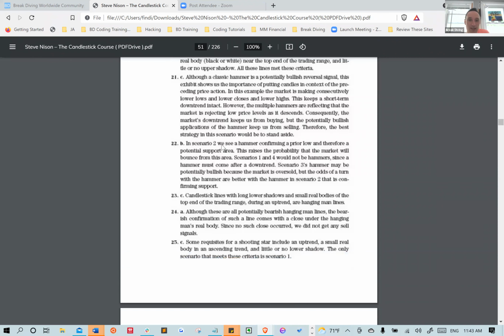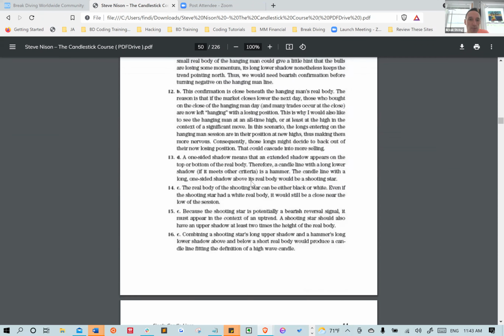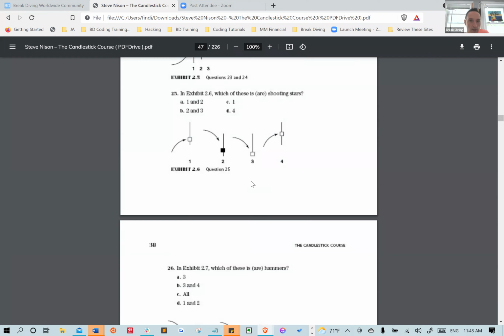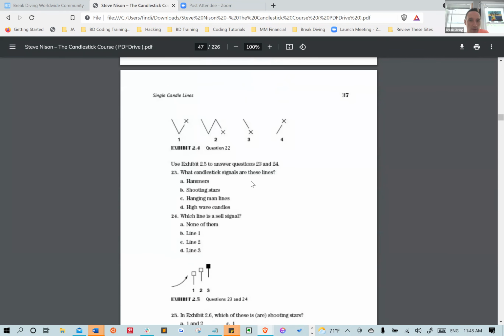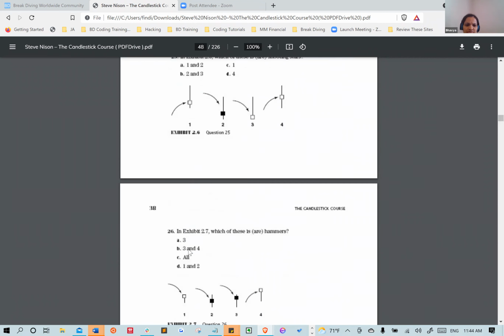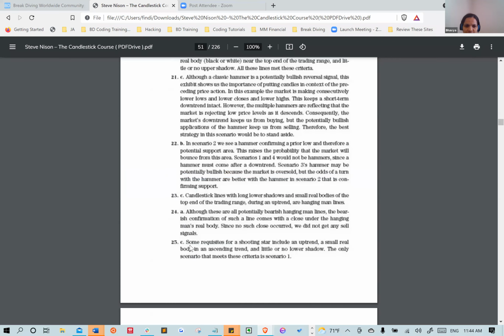In scenario 2, we see a hammer confirming a prior low. Maybe it's all those other questions. From 20 to 23, yeah, 19, 20, and three questions are missing. So next is: in scenario 2, we see a hammer confirming a prior low. 22 is missing. Potential support area. Scenarios 1 and 4 would not be here.